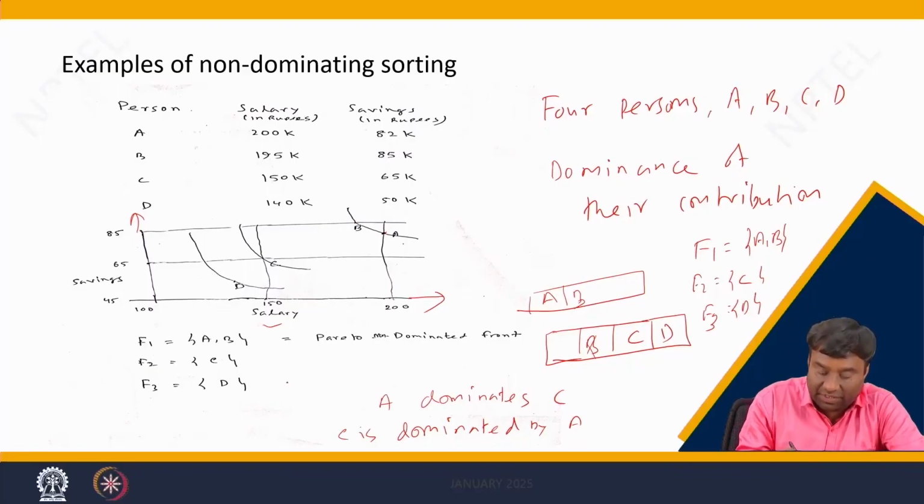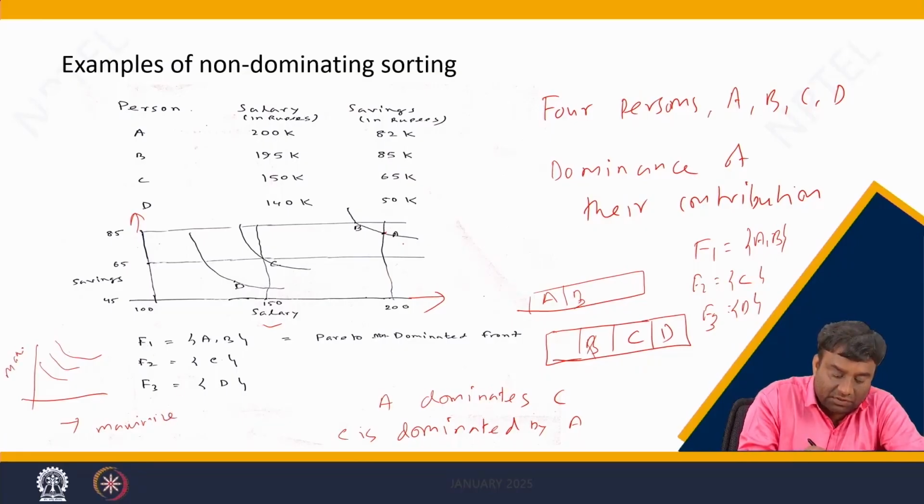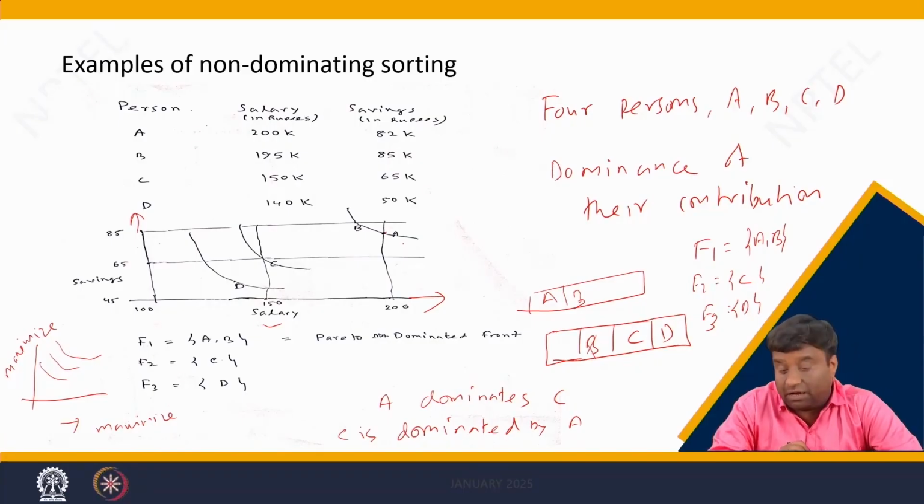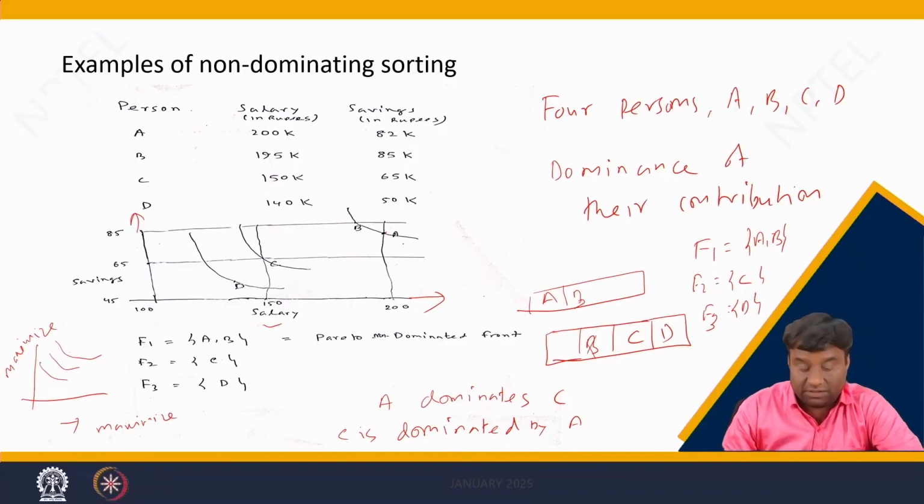As we are solving a maximizing problem, as we discussed earlier, for a maximize problem this is front 1, this is front 2, this is front 3, like that. Here both are maximized. With this example, I hope you have understood the non-dominated sorting concept. Let's try to understand these things with a few more examples.